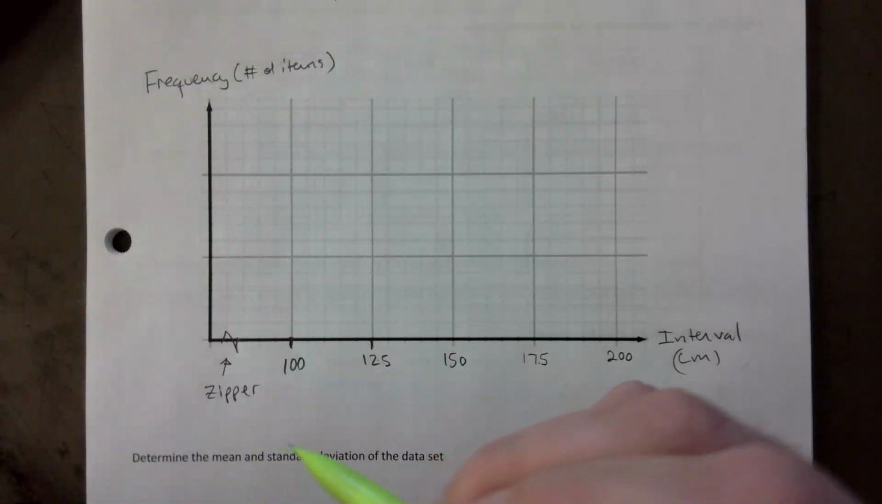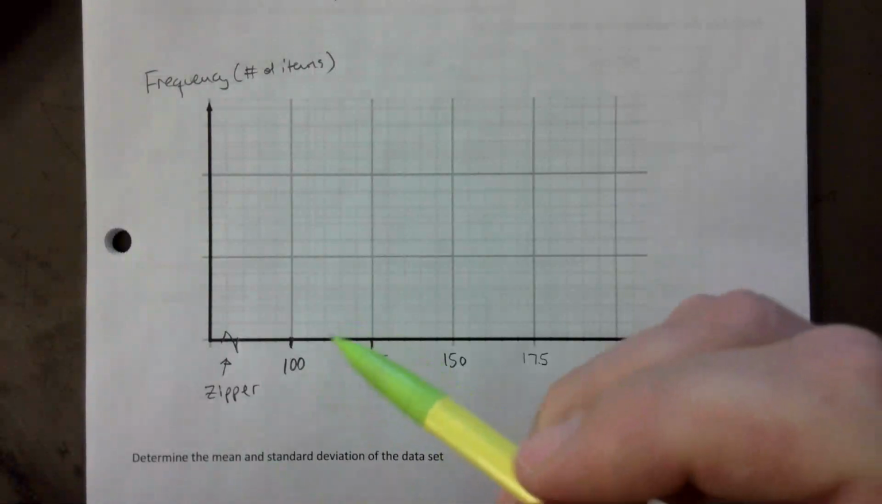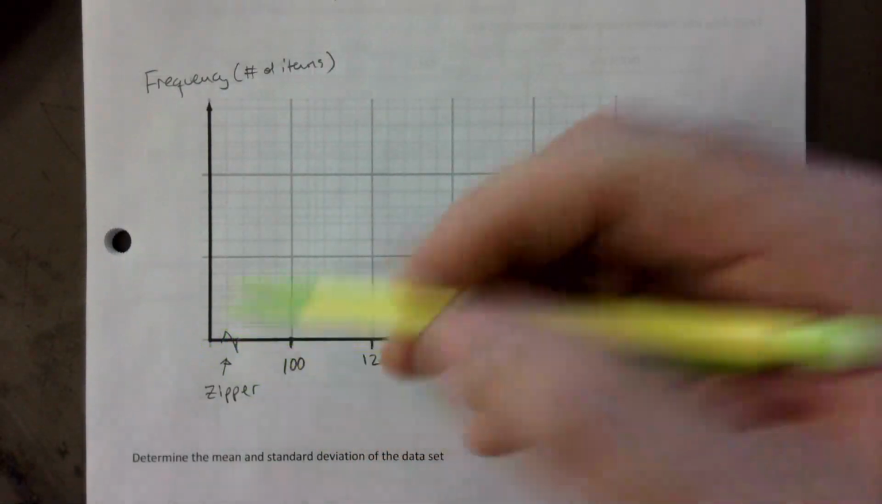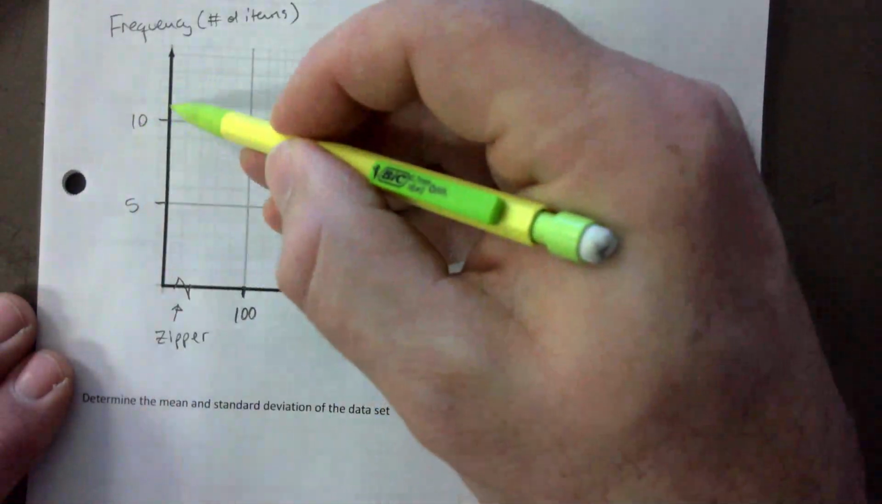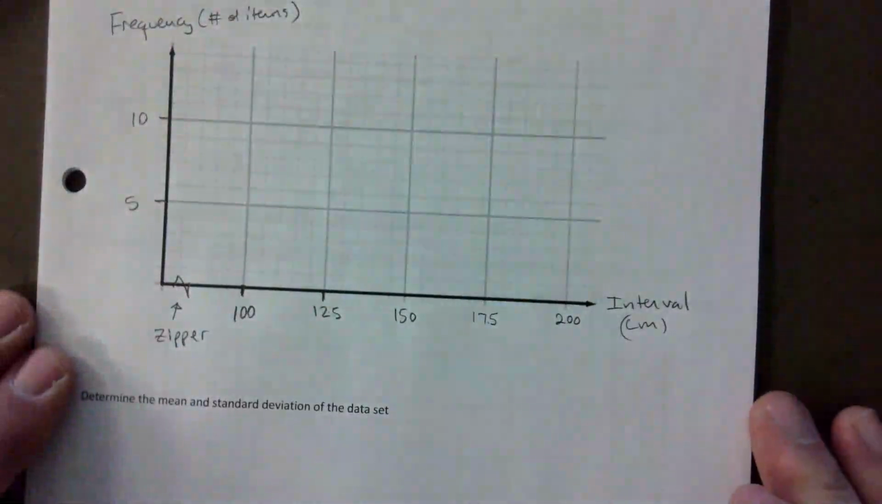Grab a ruler, and you need to figure out what your highest bar is going to be. What's the highest I ever go in terms of the frequency? Just look at your values. 12, right? So I want to make sure I have enough room. So I'm going to make this 5. This is 10, 11, 12, 13, 14. I have enough room there.